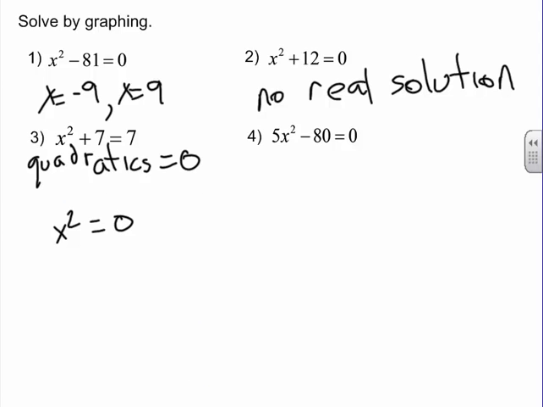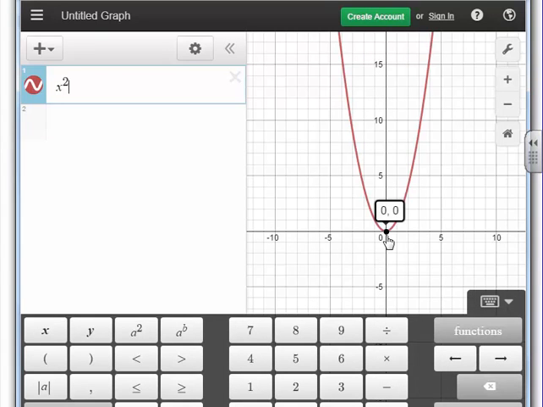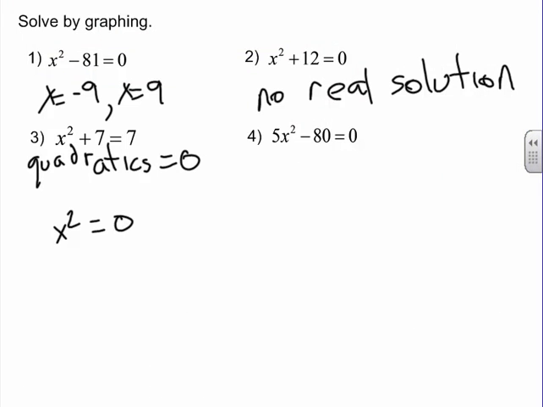All we basically have to do is type in x squared. So back that whole thing out. It hits at 0, 0. So what is my solution? My solution is just x equals 0. One solution. Okay, so we had an example with 2, and we've had an example with none, and then we had an example with 1.